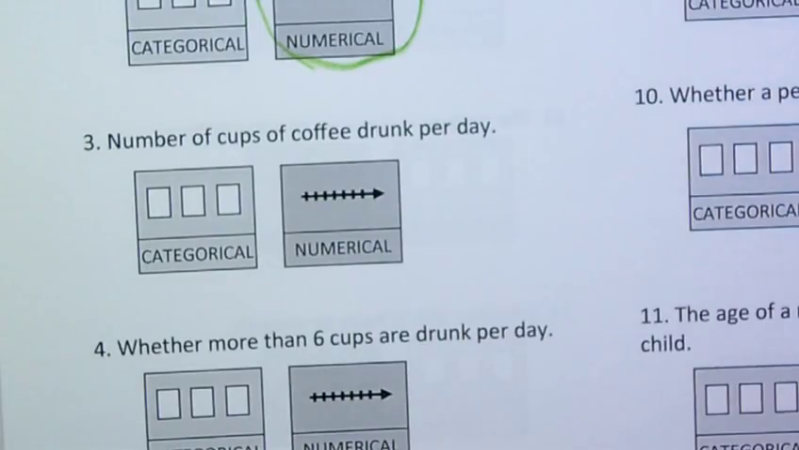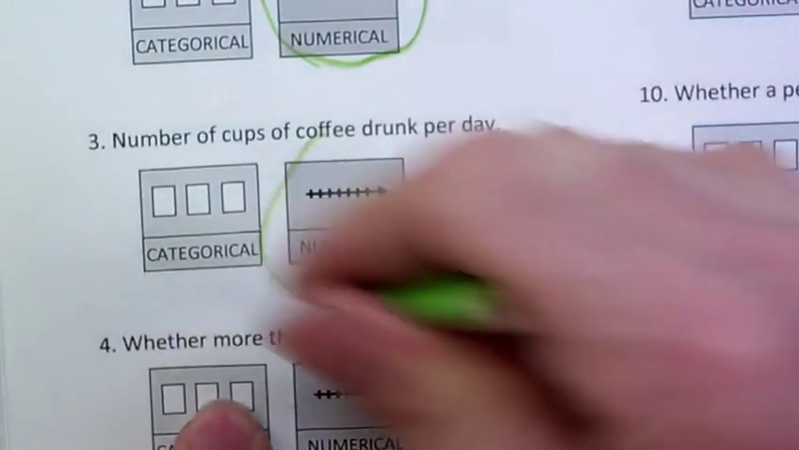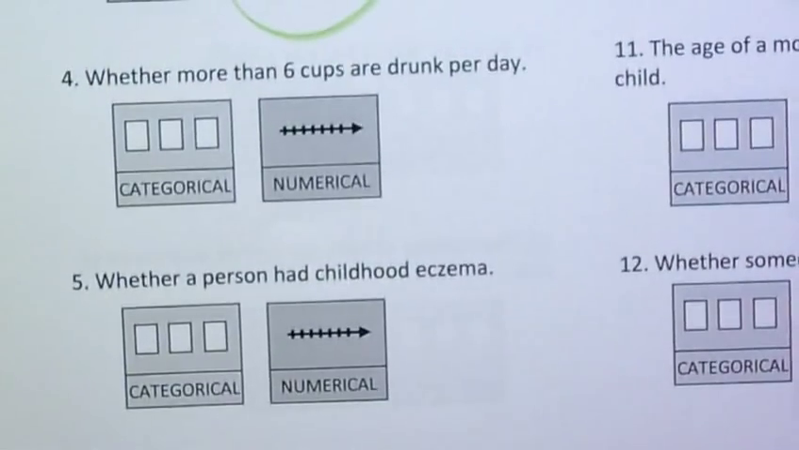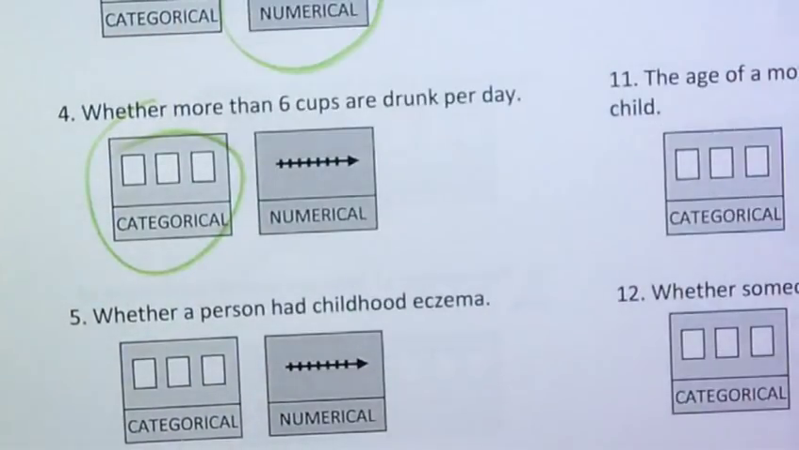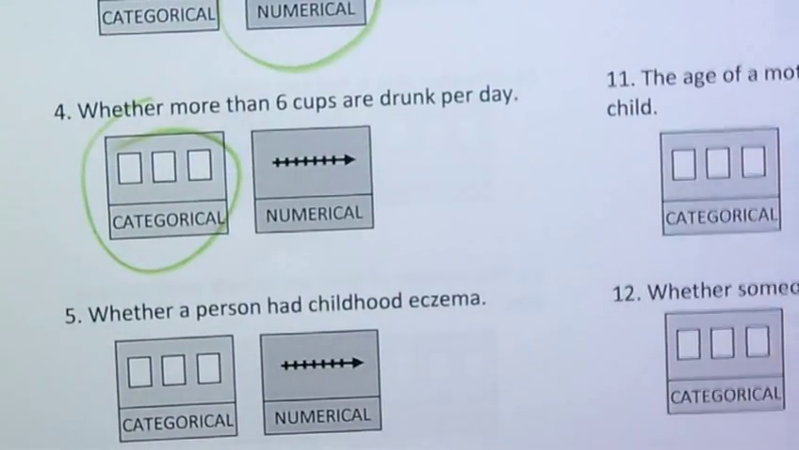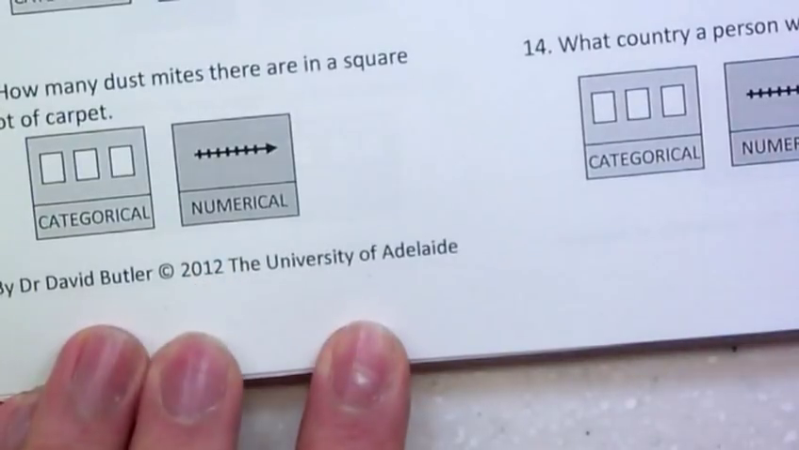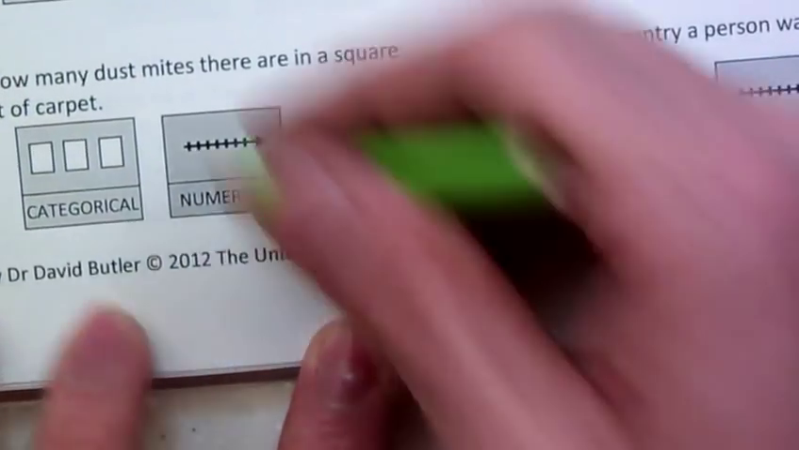The number of cups of coffee drunk per day. Numerical if you can. Whether more than 6 cups of coffee are drunk per day. Categorical. It's yes or no. All right, I'm going to skip a couple. How many dust mites there are in a square foot of carpet? Numerical. It's a number.